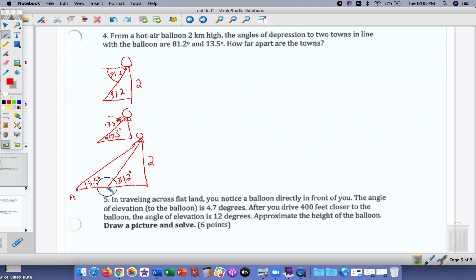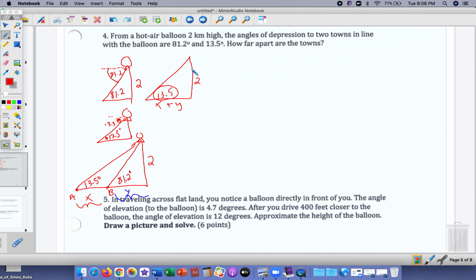So we have town A, town B. That's all the information we have. We don't know the distance between town A and B, so we'll call that X. We don't know the distance from B to the base of that balloon, so we can call that Y. When you have 2 triangles, let's write 2 different equations. So I'm going to pretend that all I see is this big red triangle right now, where the base would be X and Y. Over here it's a 2 and 13.5.